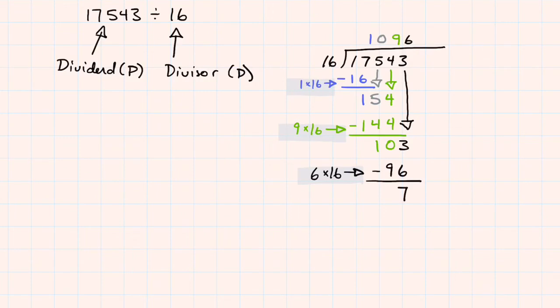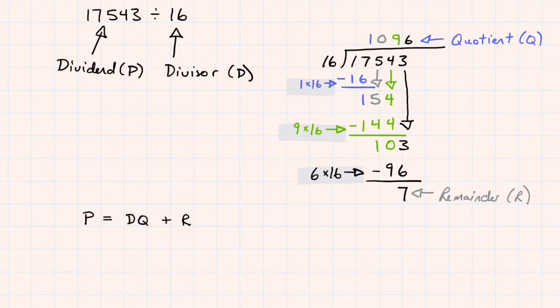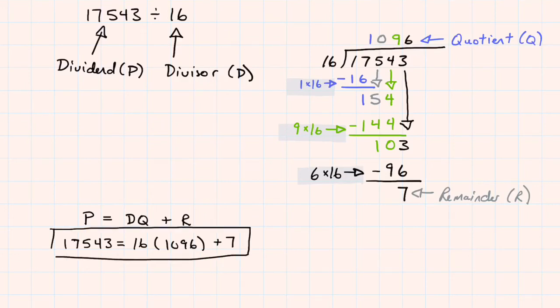Okay, the 1096 up on top, that's our answer, which we call a quotient. The 7 is the remainder. So the symbol for quotient, we use a Q, and the symbol for remainder is R. So now to write our answer out, there's basically 2 different ways. One of the division statements is P equals DQ plus R. And here you just substitute P, D, Q, and R in. So we get 17,543 equals 16 times 1096 plus 7.